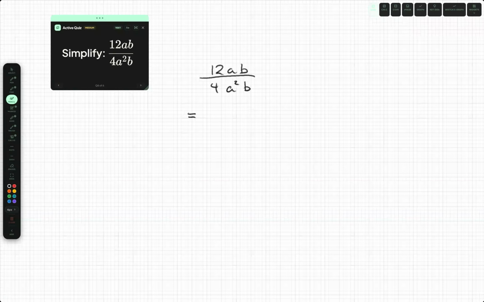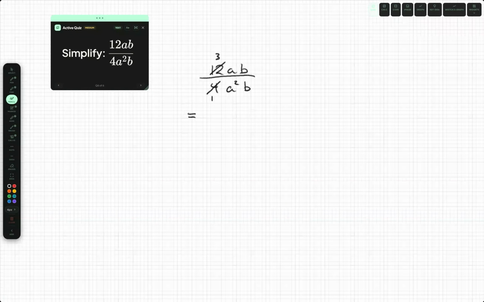So let's start with the numerical values or the coefficients. What is a common factor between 4 and 12? Well, 4 is probably the highest common factor between them. So let's divide by 4. 4 divided by 4 is 1. 12 divided by 4 is 3.